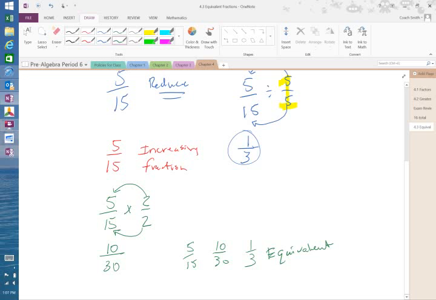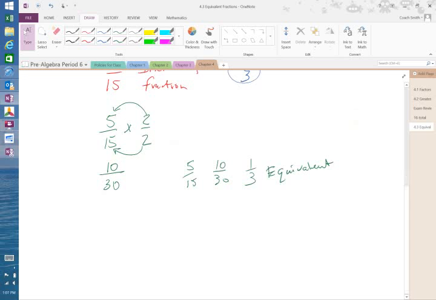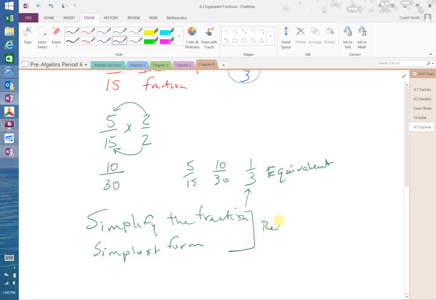The directions will tell you which one you're going to have. Okay? If it says to simplify the fraction or simplest form, okay, those both mean to reduce it. Okay, means reduce. So most of the time they're going to tell you to reduce it.